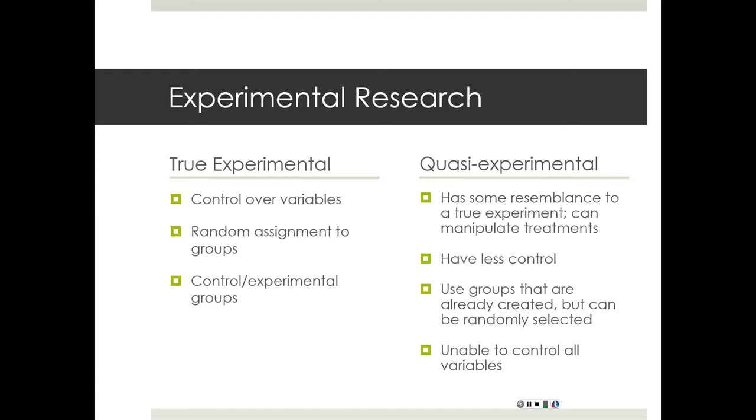The second type of experimental research is a quasi-experiment. This has some resemblance to a true experiment because you can manipulate treatments to a control and experimental group. However, you have much less control over variables because it is normally done in a real-life setting. Many times, you will use groups that are already formed or formed from an already existing group.